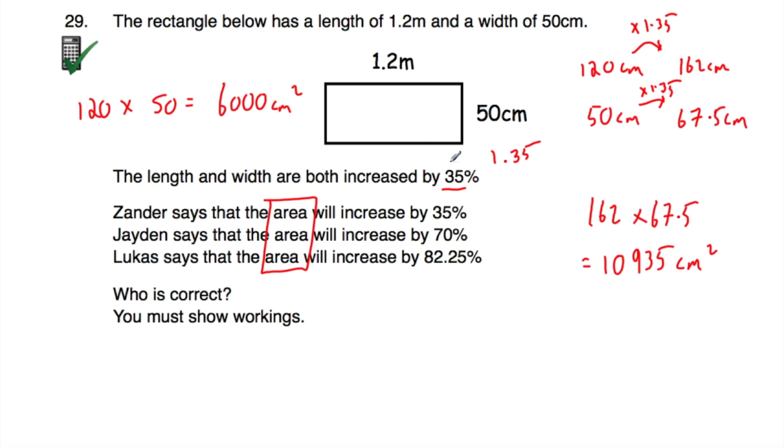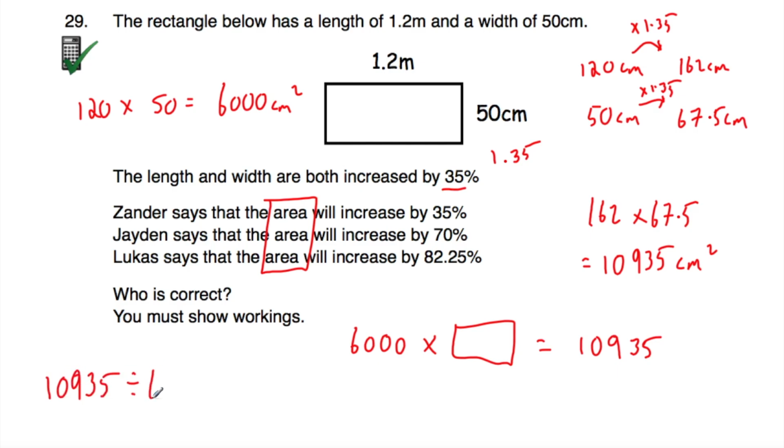If we have the original one, which is 6,000, and we multiply it by something and get an answer of 10,935, we'll be multiplying by the multiplier. And if we know what the multiplier is, we can figure out what it's increased by, what the percentage increase has been. So let's take the 10,935 and divide it by 6,000.